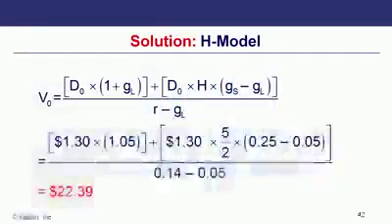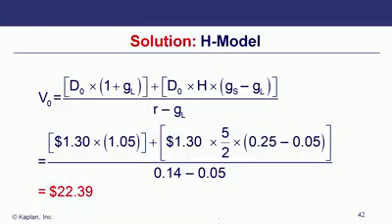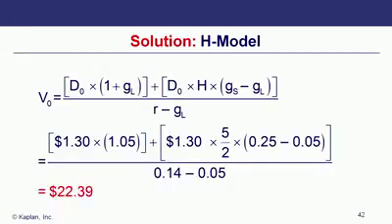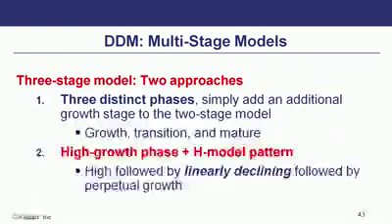So there it is, the H-model in all of its glory. Work out the two elements, put them together, and you get 2239. If you're comfortable with the formula, you may have spotted the first term is over R minus GL, and the second. So this version just puts the two together, divides it by R minus G, still gets the same 2239. Great stuff.